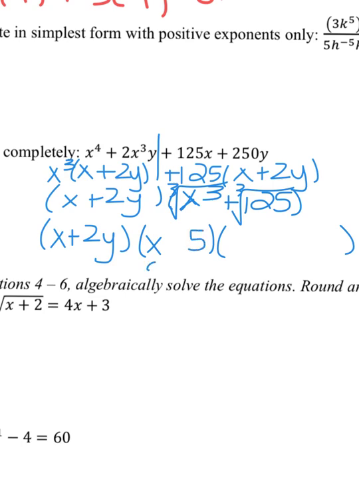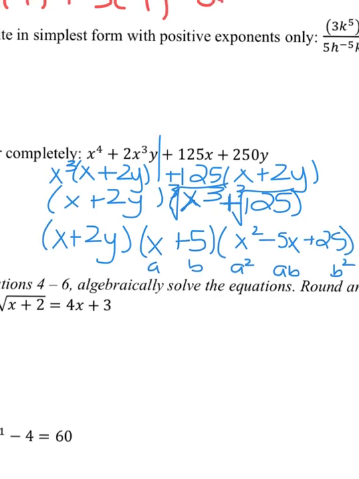So if you remember, this was a, b, a squared, ab, and b squared. You don't need to put this on the bottom. It's really not part of your answer. But if a is x, then a squared is x squared. A times b would be 5x, and b squared would be 25. And then for the signs, you use SOAP: same, opposite, always positive. So this was plus, so then this is going to be plus.